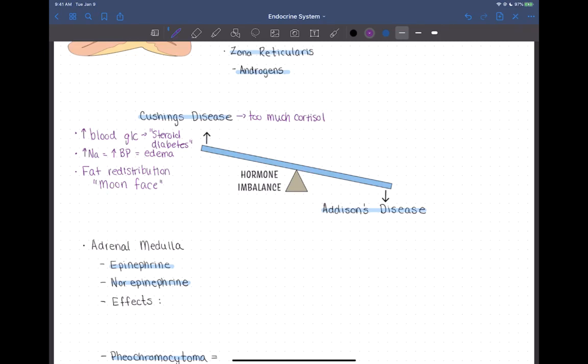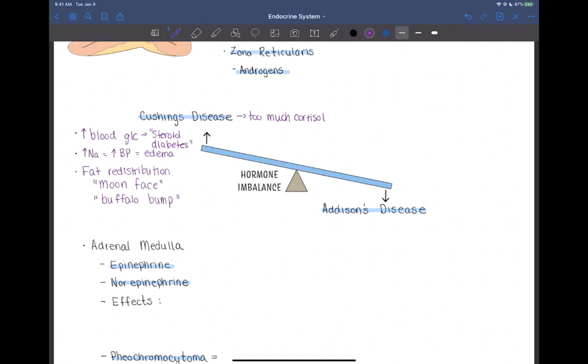And then also another location the fat will redistribute to is the back of the neck. And this is in kind of medical situations referred to as a buffalo bump. All right, so you'll see this kind of bump form on the back of the neck. That is from too much cortisol.